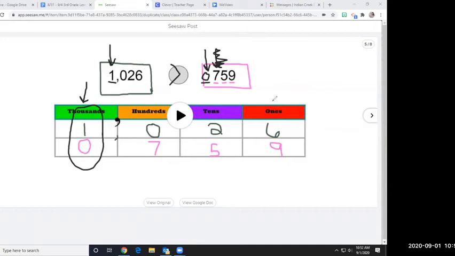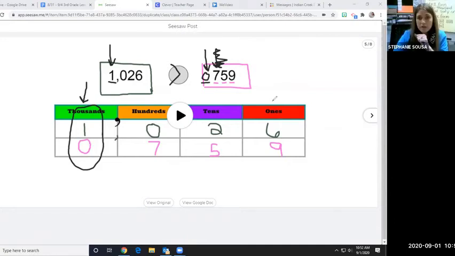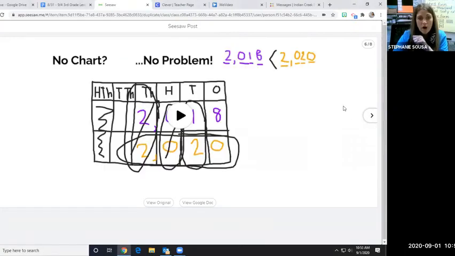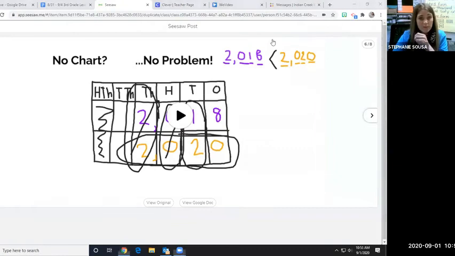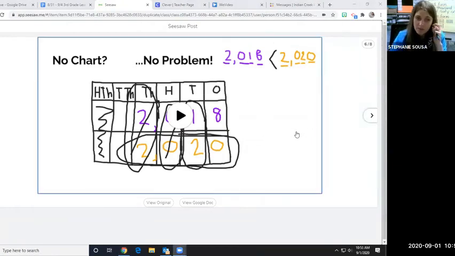Okay, looking for those hand emojis for any other questions about this concept. Okay, great. So now we're going to move on to looking at the work. What happens when you don't have a chart? Because you're going to be given some numbers to compare and there might not be a chart there. Here's how you can easily set one up for yourself.